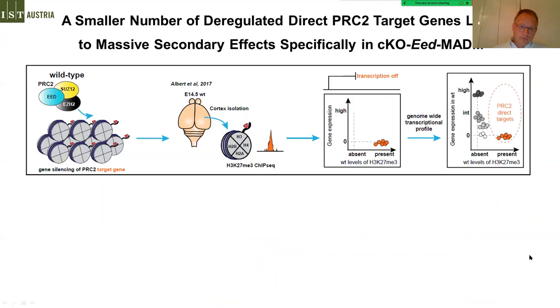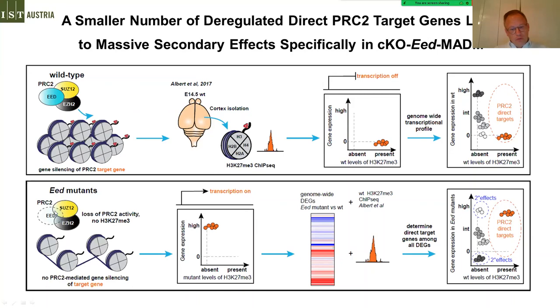Now we wanted to know what are the direct target genes and the indirect effects of these massively deregulated gene expression. For that, we took a reference that was produced by the Wieland Huttner lab. Namely, they did a ChIP-seq experiment to map the sites in the genome where this histone methylation occurs. And we rationalized that if we overlay this with gene expression, you can predict what is a direct target gene versus indirect target genes. So when we remove ED, you would expect ectopic expression of genes. And if this correlates with the presence of this histone methylation, this would indicate these are the PRC2 direct target genes, so they are upregulated.